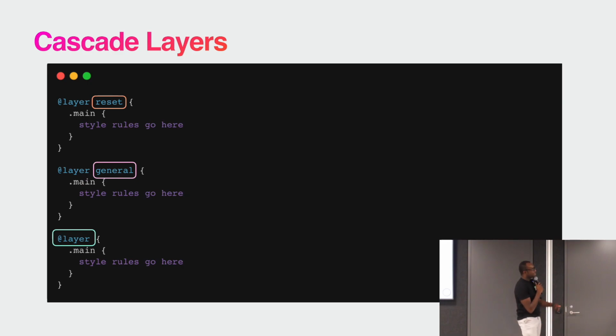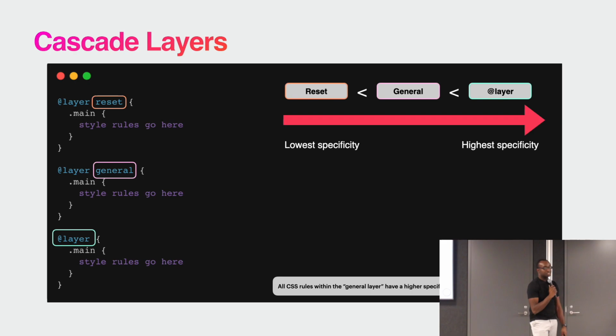So here would be an example of us using layers in our code base. We could do something like create a resets layer, a general layer, and then also create an anonymous layer down here.